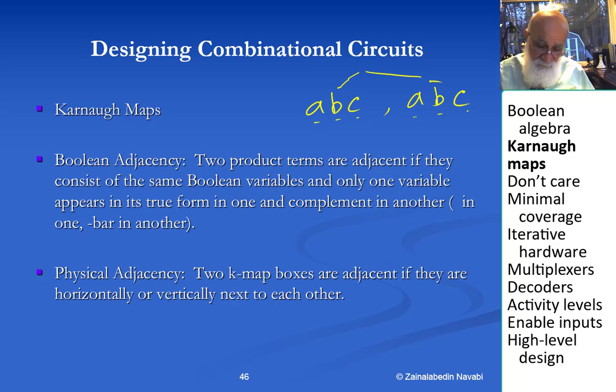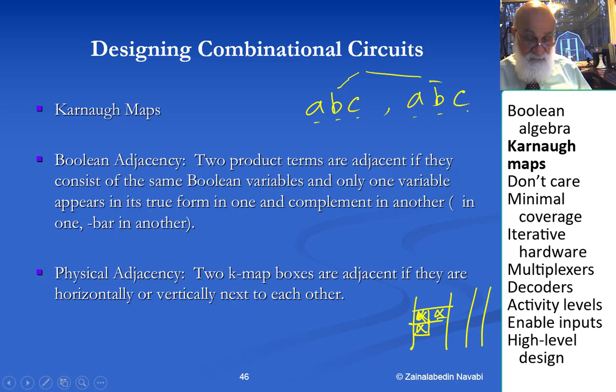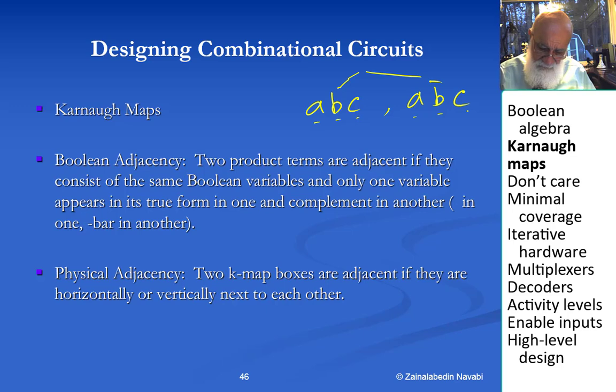Physical adjacency: if you have two boxes that are either horizontally next to each other or vertically next to each other, like these two, or like these two, these are called physically adjacent. A Karnaugh Map tries to make sure that whatever is physically adjacent is also Boolean adjacent. This is a Karnaugh Map. Let's draw it here. This is a Karnaugh Map with 3 variables.